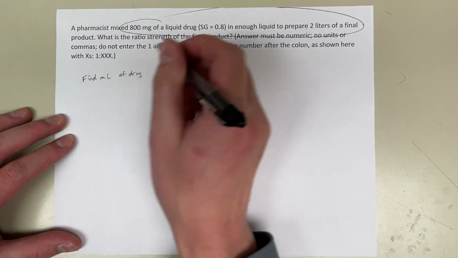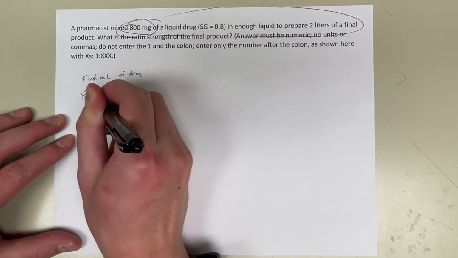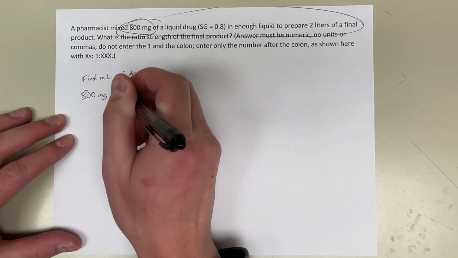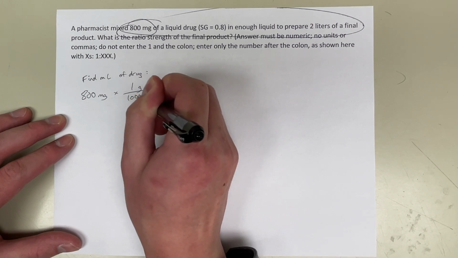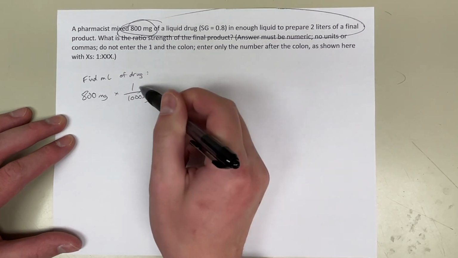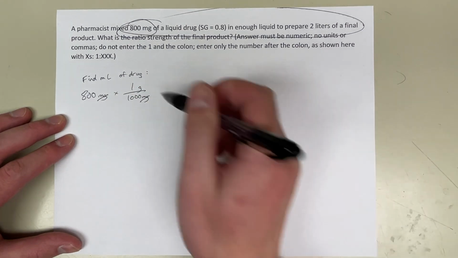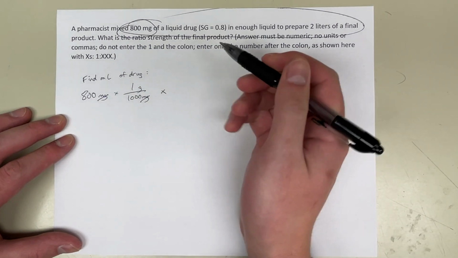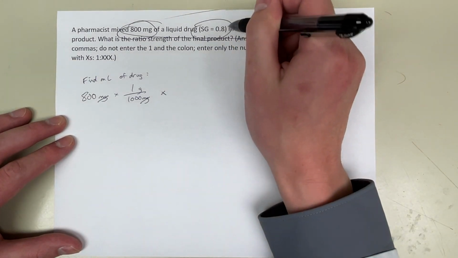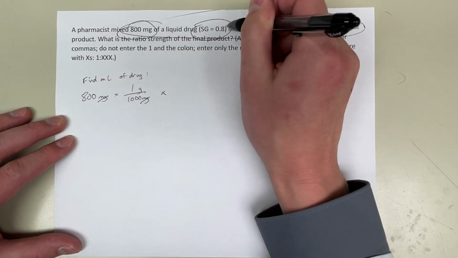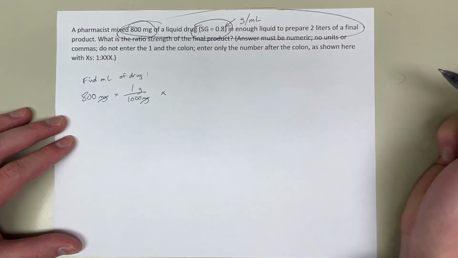So to do that, you're going to start with 800 milligrams here. And I'm going to convert it to grams. So for every 1 gram, there's 1,000 milligrams. So milligrams cancel out milligrams. And next, I'm going to use this specific gravity. So remember, if you ever see specific gravity, it's not going to have units. But I always just put imaginary units, grams per milliliter, to make it easy.